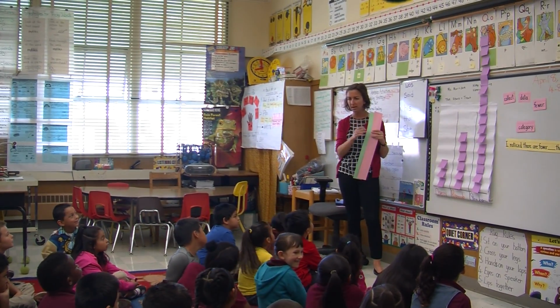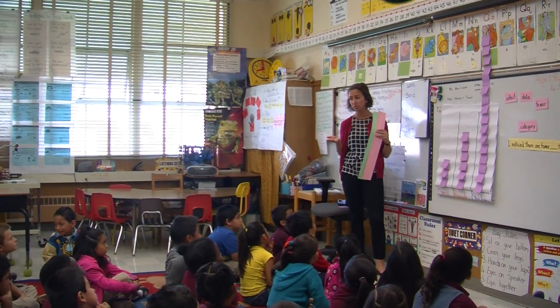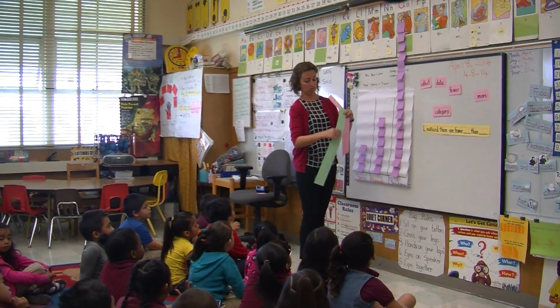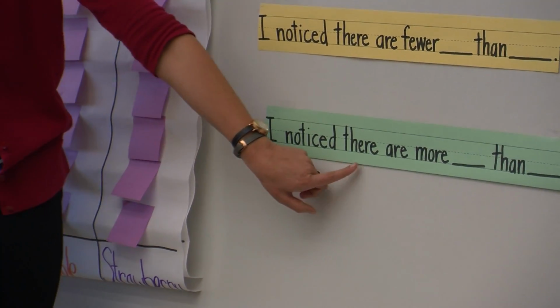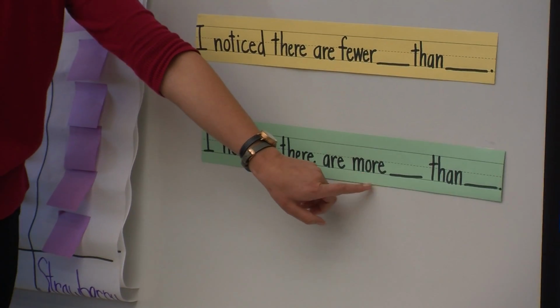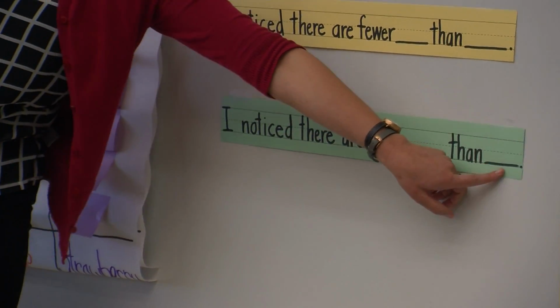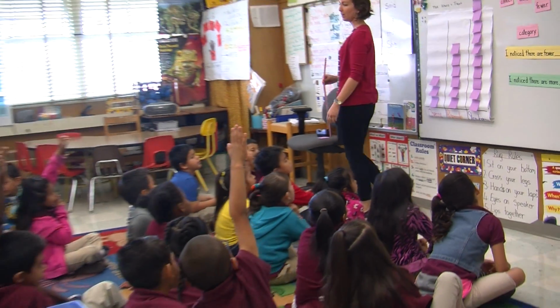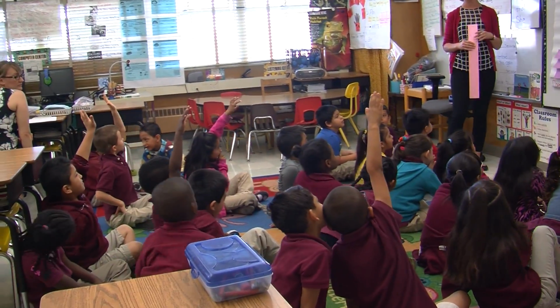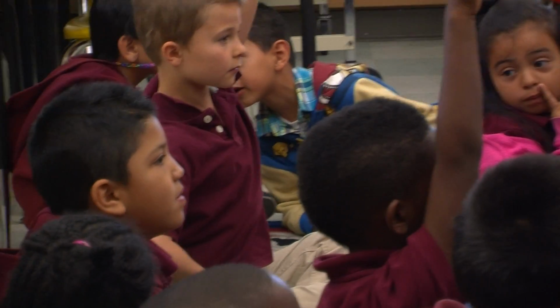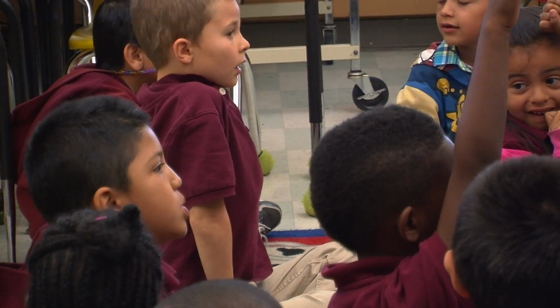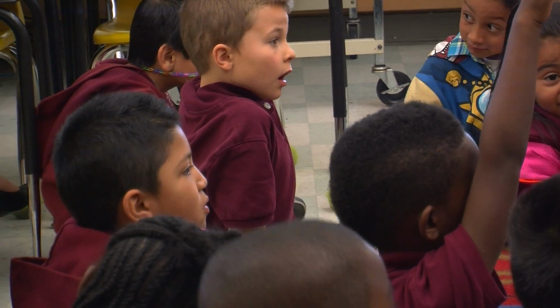All right, I have a new one, and I'm going to look for 3 new hands to help me use this sentence frame, okay? All right, this one says, I noticed there are more blank than blank. Okay, quiet hands that I haven't seen yet. Yes, sir. I noticed there's more strawberries than pineapples. Excellent.